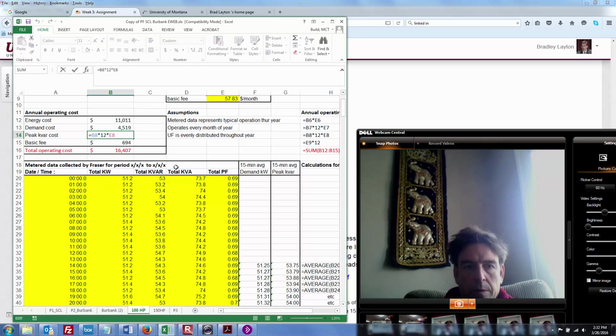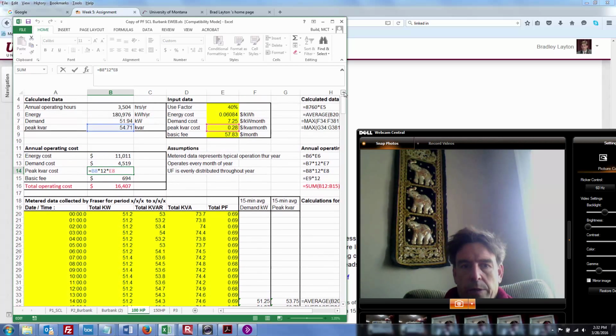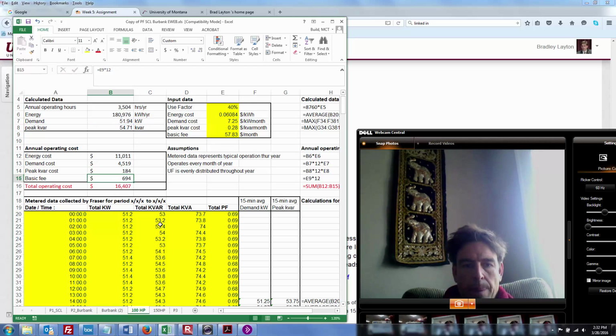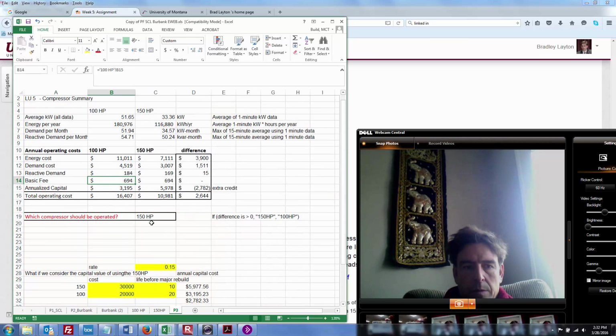B14. That's the peak, so that's B8. Scroll up here a little bit. So 28 cents per kVA. kVAR, that's the peak kVAR, 54.71. Then we annuitize it.